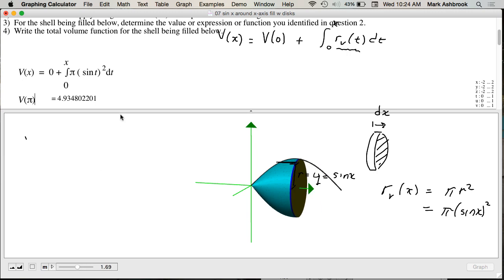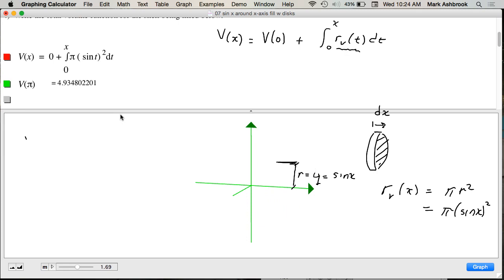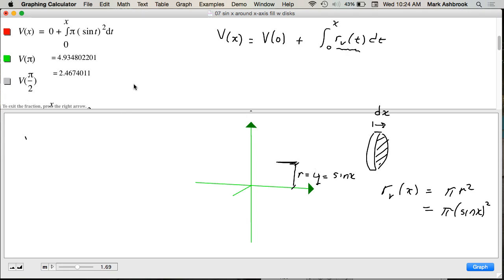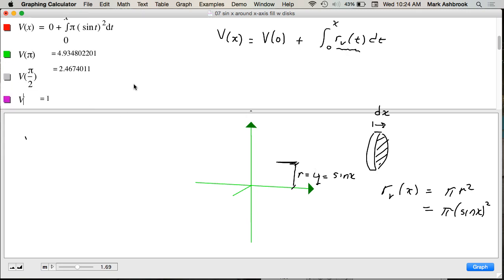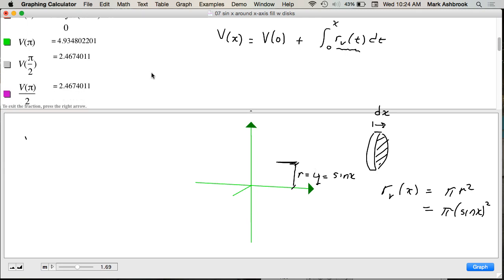It's the same. So someone said it's the same. So let's try it. V of pi over 2 and V of pi over 2. Is it the same? Yep, both of those are the same, and they're both half of V of pi.